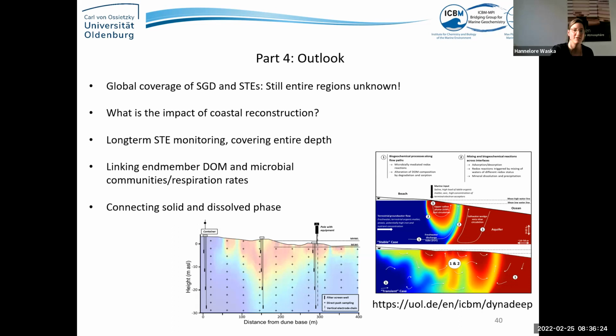This is a picture down here where I showed this beach face that I showed earlier, but before I only looked at these very shallow sediments, 1 to 2 meters depth. Now we will actually build these observatories that ideally should go up to 25, maybe even 30 meters depth, we'll see. So we can really see the whole area of this beach face.